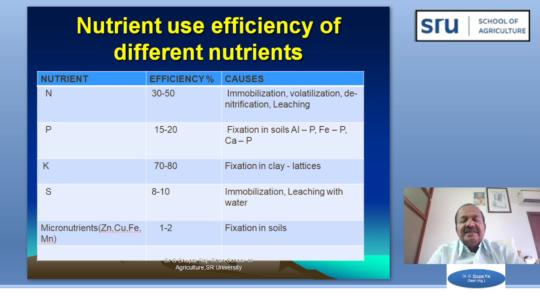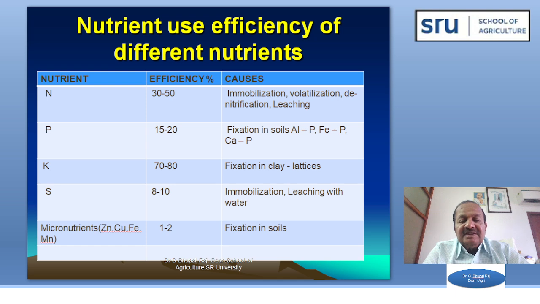Just in the introduction itself, I told you it varies from nutrient to nutrient. For example, if you take the nitrogen nutrient, the efficiency is 30 to 50%. The main causes for the applied nutrient not being fully available are immobilization, volatilization, denitrification and leaching. All these losses occur due to these processes. So only 30 to 50% of the nitrogen is used efficiently. Applied fertilizer efficiency is 30 to 50% only.